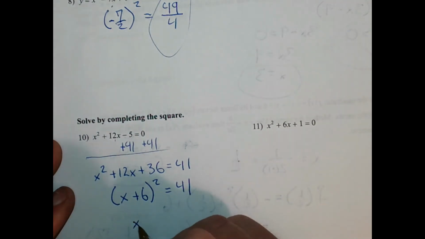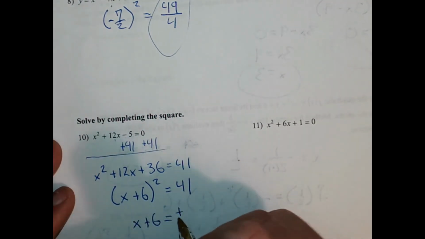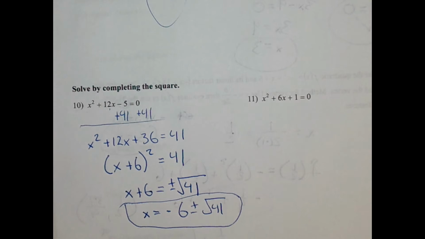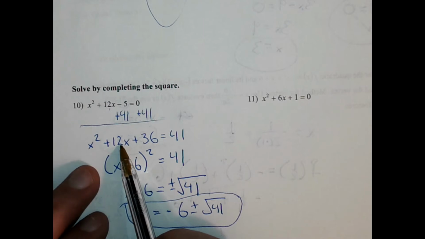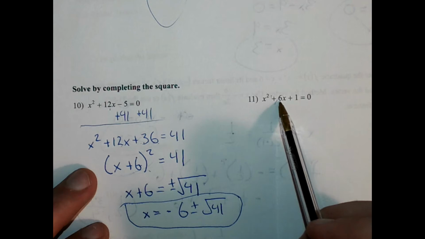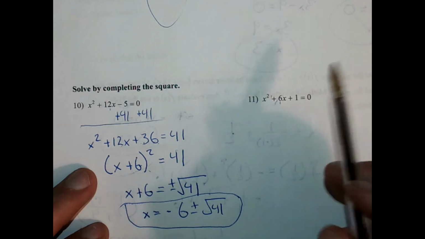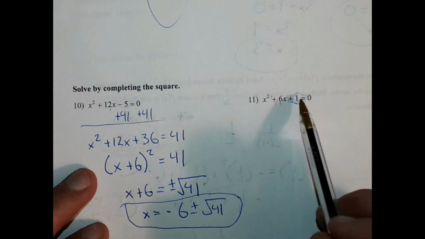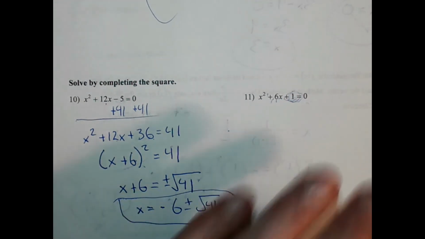Square root both sides to get x plus 6 equals plus or minus the square root of 41. Subtract the 6, and those are your two roots right there. -6 plus or minus the square root of 41. Half of b, squared. So over here, half of b would be 3. 3 squared is 9. So how do I turn a 1 into a positive 9? And that's the number that I would add to both sides.